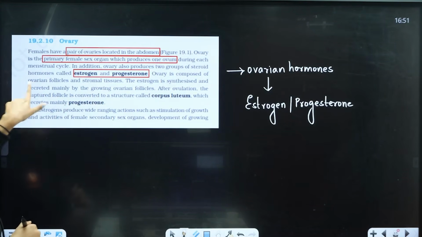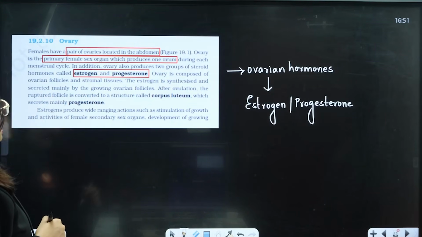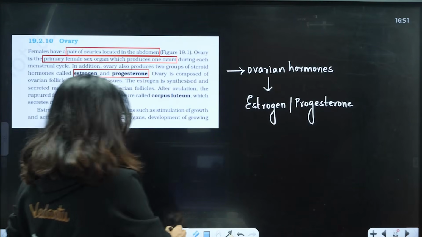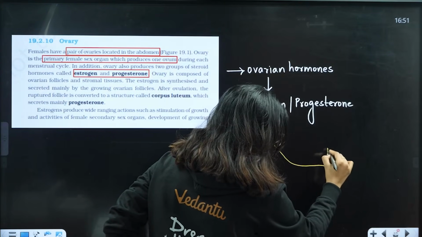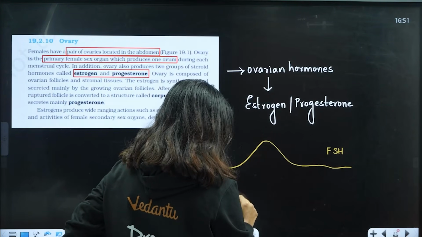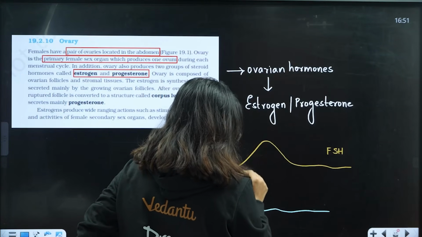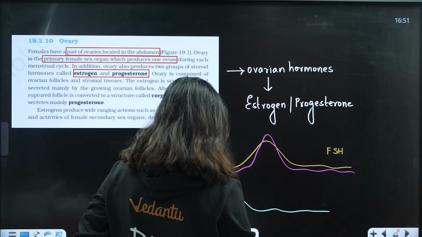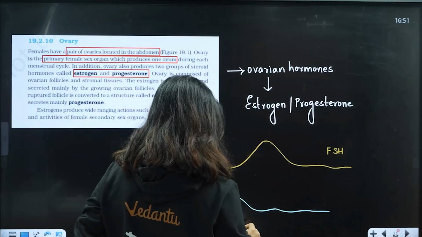Ovary is composed of ovarian follicles and stromal tissues. The estrogen is synthesized and secreted mainly by the growing follicles. After ovulation, the ruptured follicle will be converted to corpus luteum, and then the corpus luteum is going to increase the progesterone level. If all of you remember the graph, it looks like this. This is your FSH. When FSH is like that, you should remember that your estrogen is increasing here because the follicles are secreting it, right? And then we have your LH. Then you have your progesterone, which also has a peak like this.